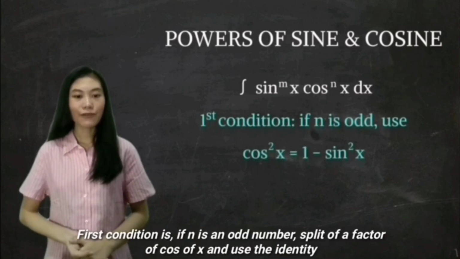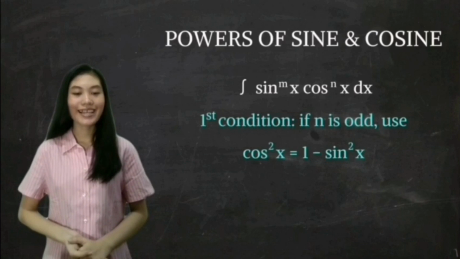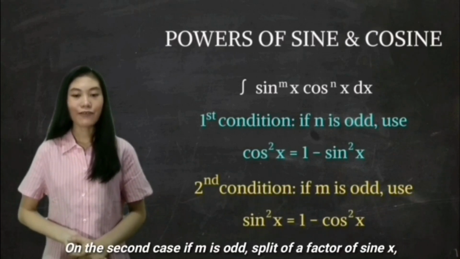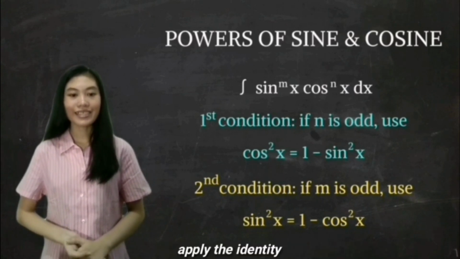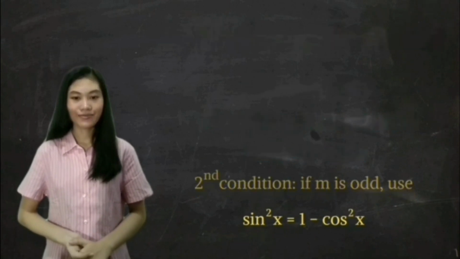First condition is, if n is an odd number, split off a factor of cosine x and use the identity cosine squared x equals 1 minus sine squared x. On the second case, if n is odd, split off a factor of sine x, apply the identity sine squared x equals 1 minus cosine squared x.